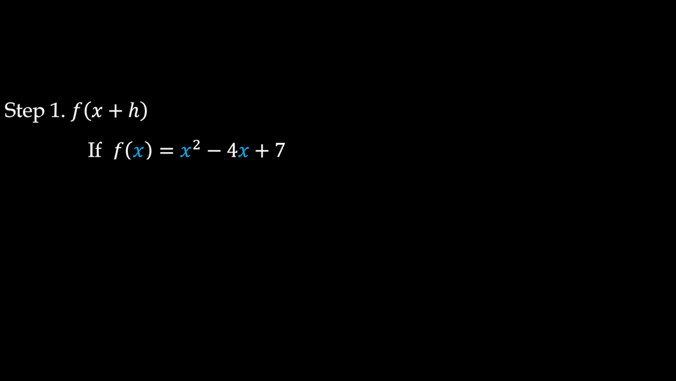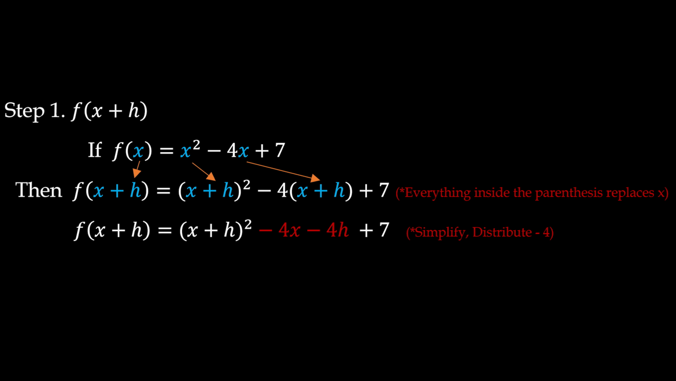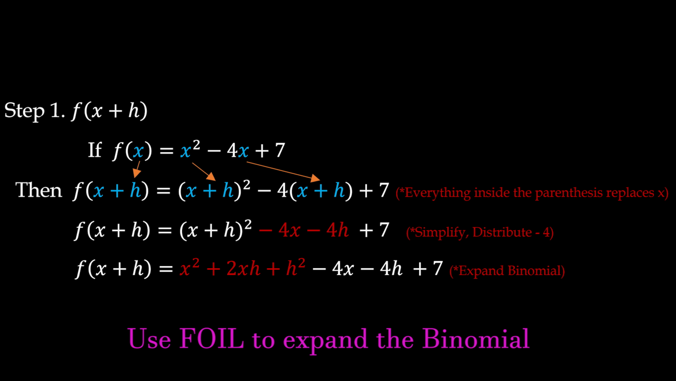Step 1, they want us to change our variable from x to x plus h. But we have to be careful here. There are multiple x's in this equation. Make sure you change every single one of these x's to x plus h and use parentheses as needed. The first thing I'm going to do to simplify is distribute this minus 4. The second thing I have to do is expand this binomial. Remember, (x plus h) squared is just (x plus h) times (x plus h).